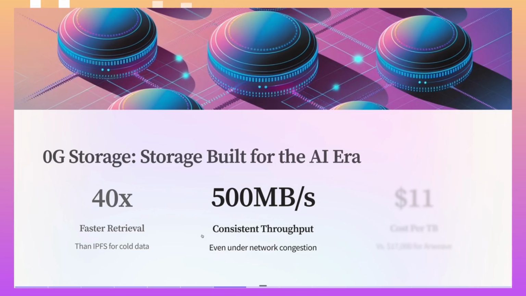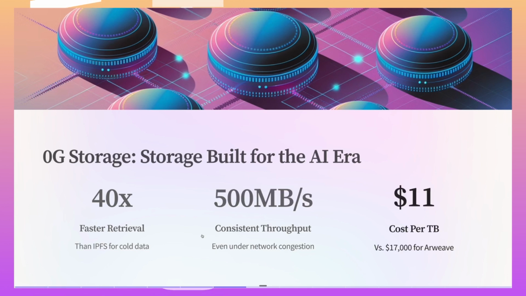So our team came up with 0G Storage. This is 40x faster than IPFS, with 500 Mbps consistent throughput. I think this word consistent throughput means even under network congestion, we are able to give 500 Mbps. This is more than that, and this is the max for IPFS. So our average is the max of other first generation decentralized infrastructures.